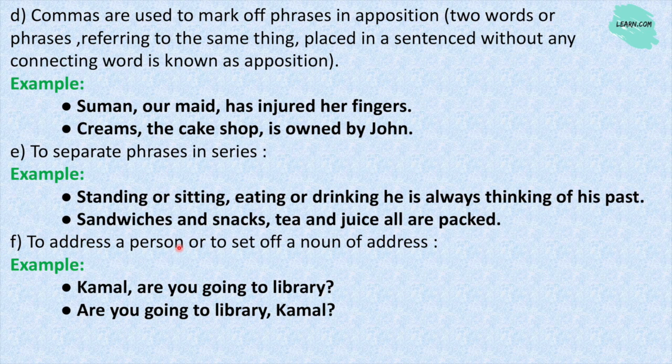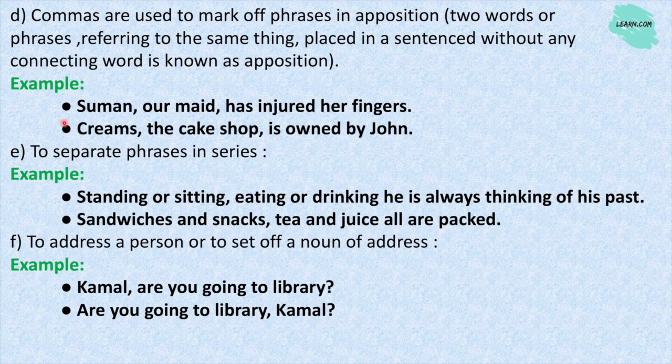Next case, how we can use comma is, they are used to mark off phrases in apposition. Now, what is this word apposition? When two words or phrases which refer to the same thing are placed in a sentence without any connecting word, it is known as apposition. It means there will be two words which point towards the same person, same thing or same object, and there will be no connecting word between them. So we have to separate them with the help of comma.